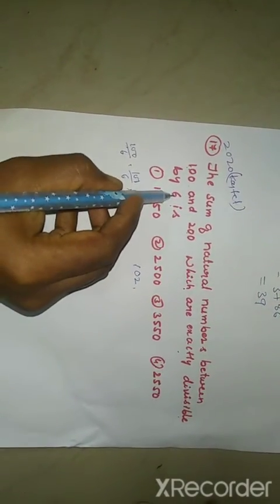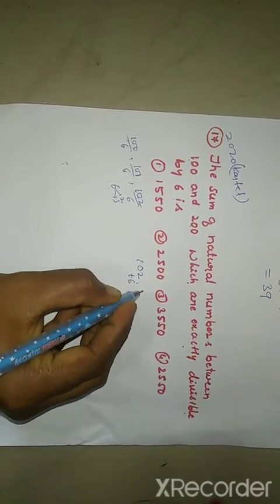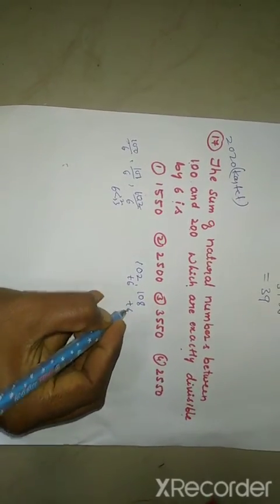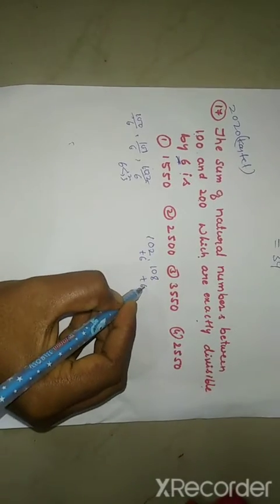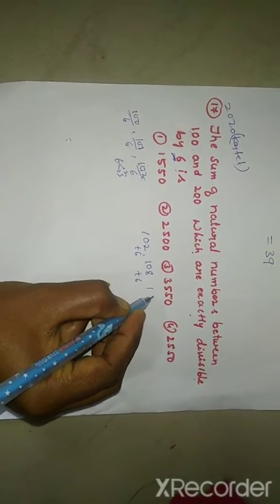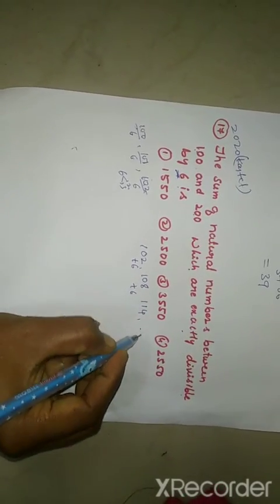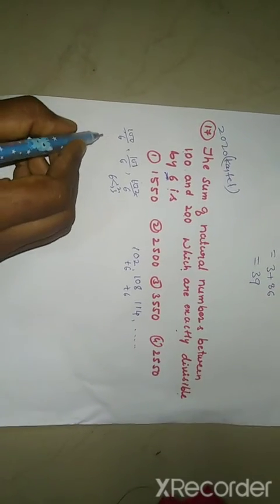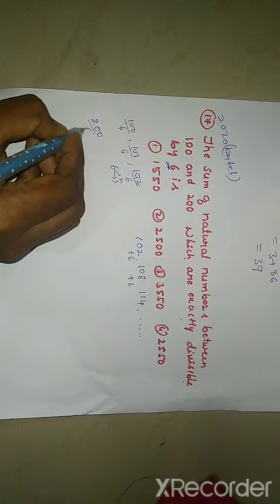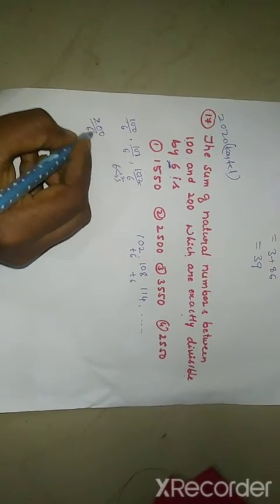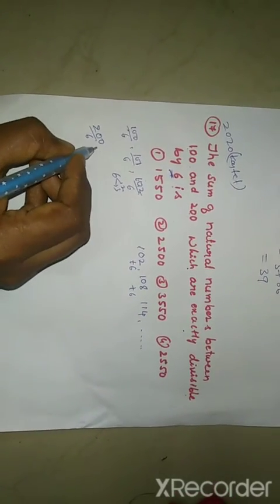If divisible by 6, we have 102 plus 6, 108, again add 6, 114. Take 6 as the common difference. Now I want to fix the last term. Is 200 divisible by 6? No, because it is not divisible by 3. It is divisible by 2, but not divisible by 3.